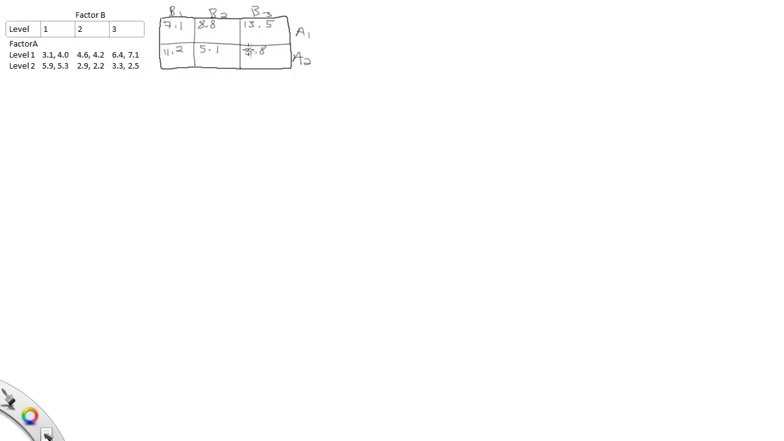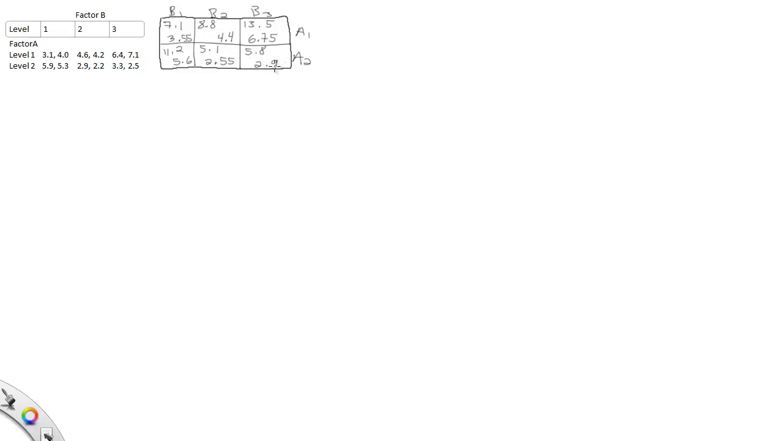Okay, so now that I have those, the next thing I want to do is the averages. So if I divide these by 2, what do I get? Well, this one would give me 3.55, and again, averaging just because it's got 2 numbers that go into it. Of course, 8.8 divided by 2 would give you 4.4, and then we'd have 6.75, and then the 11.2 would give us 5.6. And then the 5.1 would give you 2.55, and the 5.8 divided by 2 would give you 2.9.